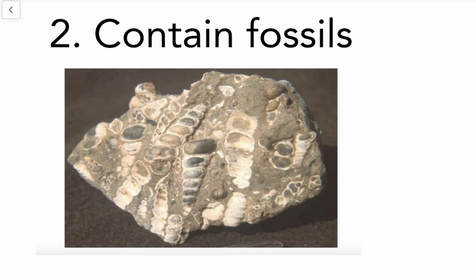But in the case of sedimentary rocks, we're usually talking about some kind of hard piece of the animal. So it could be a shell, it could be a bone, any kind of hard part that was part of an animal that gets caught up into this mixture of sediment. Sometimes they're really easy to see, like in this rock here. You can see all of these fossils as part of the sedimentary rock.